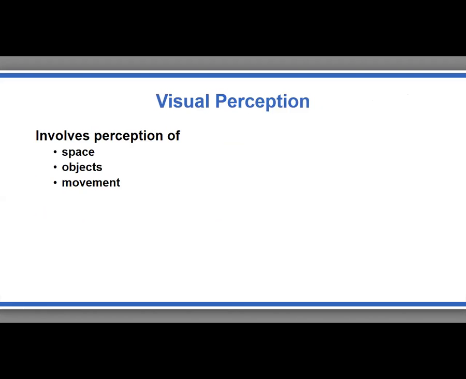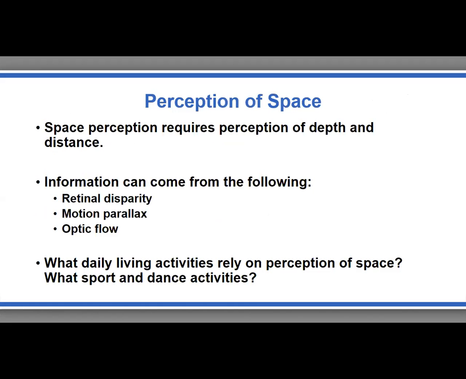Visual perception involves perception of space, objects, and movements. So again, some people may have trouble determining if something is further or closer than it is. They may have trouble picking things up out of the periphery, right? Some folks have trouble picking up movements, versus other folks picking up movements very quickly, right? Space perception requires perception of depth and distance. Information can come from the following: retinal disparities, motion parallax, and optic flow.